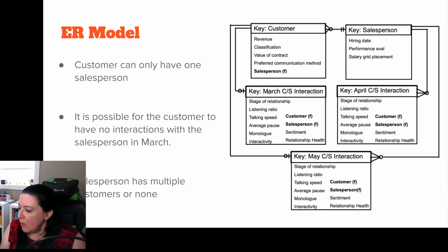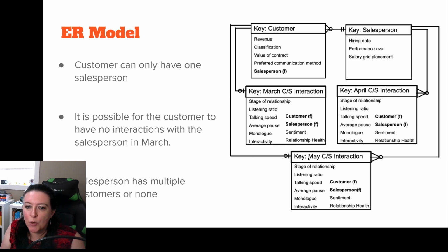When it comes to the salesperson, they can have no interactions in April, or they can have many interactions. Perhaps they have multiple customers and they're checking in with multiple customers in April. So this notation here at the end of this stick says the salesperson can have no interactions or multiple interactions. So they'll appear multiple times in the table or not at all. The customer will appear once in the March table or not at all. The customer will appear once in the May table or not at all.